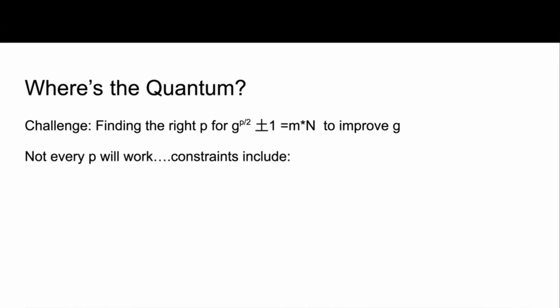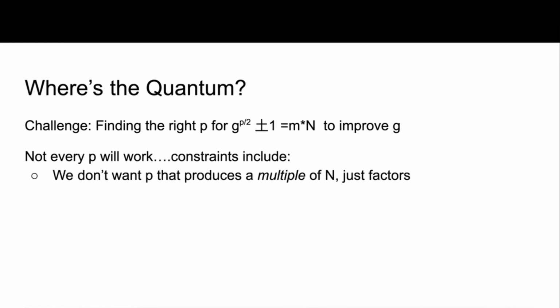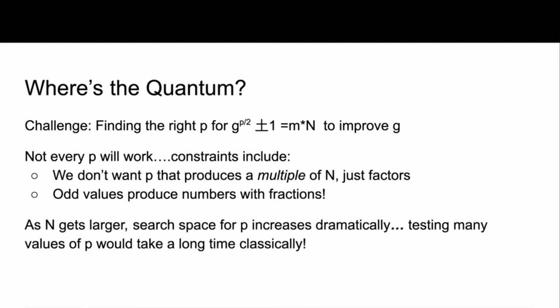Not every p will work. We have a couple of constraints we need to consider. For example, we don't want a p-value that will produce a multiple of n. We only want factors. Additionally, odd values produce numbers with fractions, so we want to avoid those as well. As n gets larger, our search space for p increases dramatically. So testing many values of p would take a long time classically. Think once again about that guess and check technique we would have to implement.